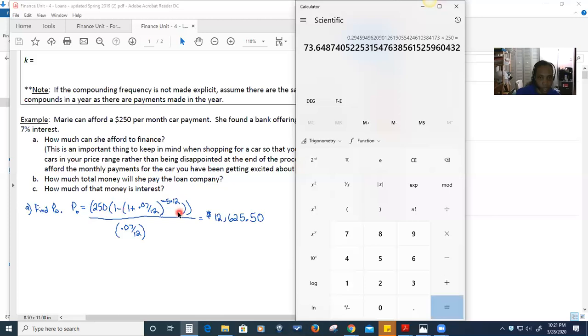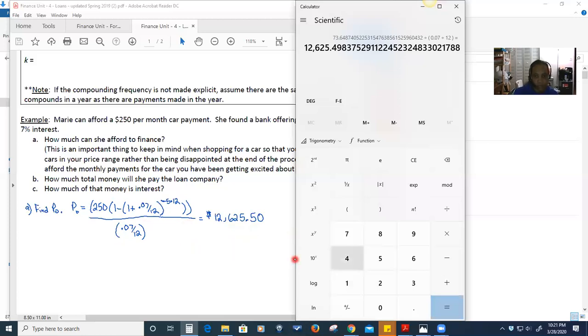This is what you should have for that part. And then divided by, and the denominator is still easy. You can just use your parentheses there. Parentheses, 0.07 divided by 12, close the parenthesis, equals. And there is your $12,625.50. Okay?